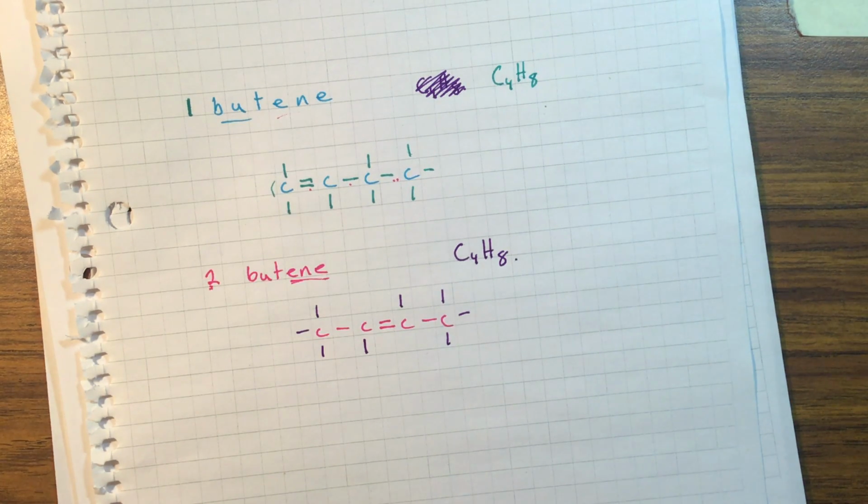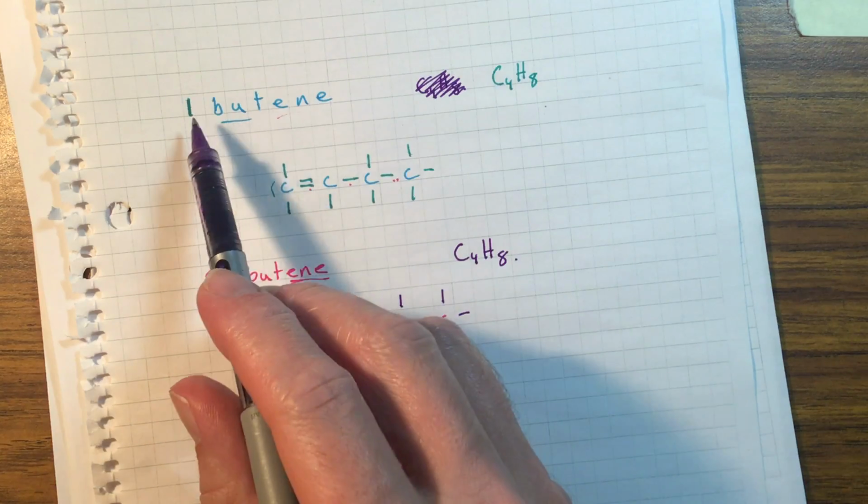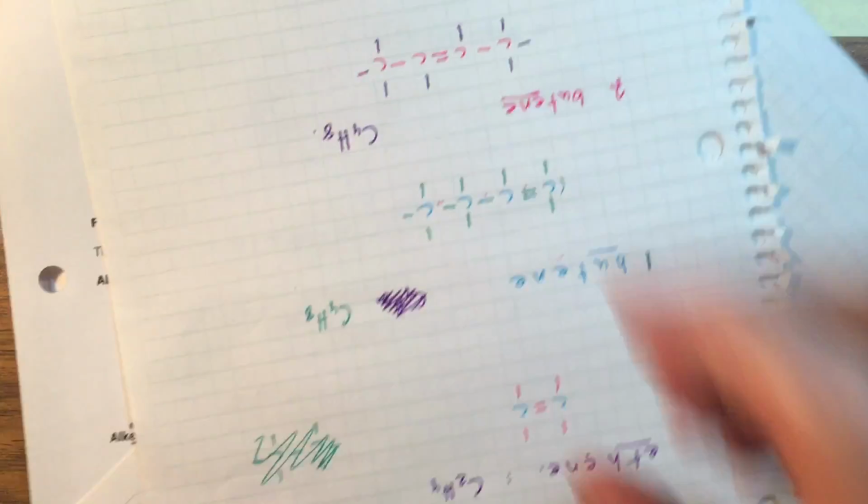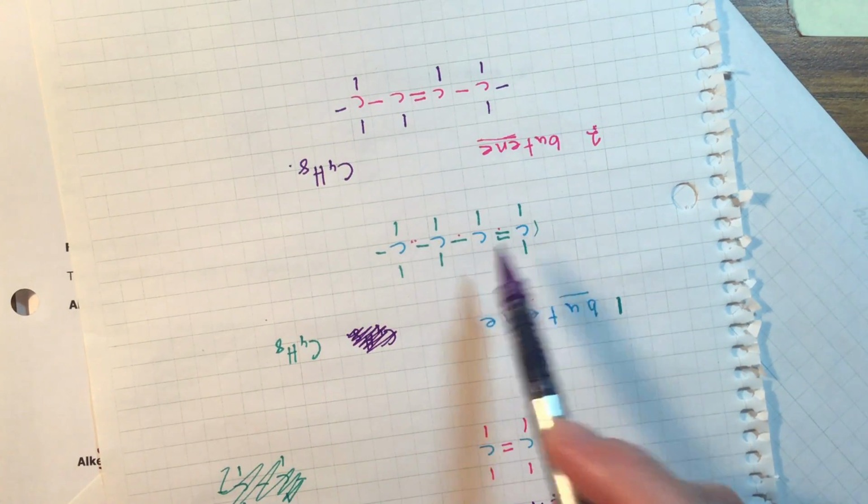Now what would 3-butene look like? 3-butene would just look like this guy, only flipped around. Right? That would be 3-butene. It's the same thing as 1-butene because they're symmetrical.